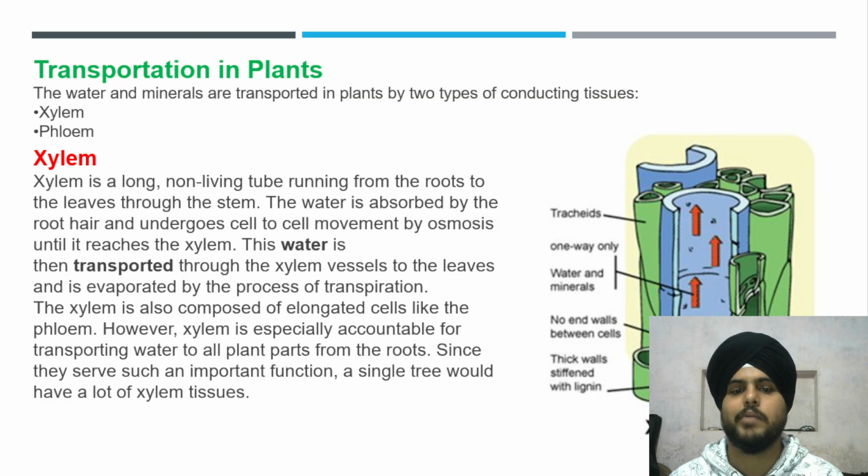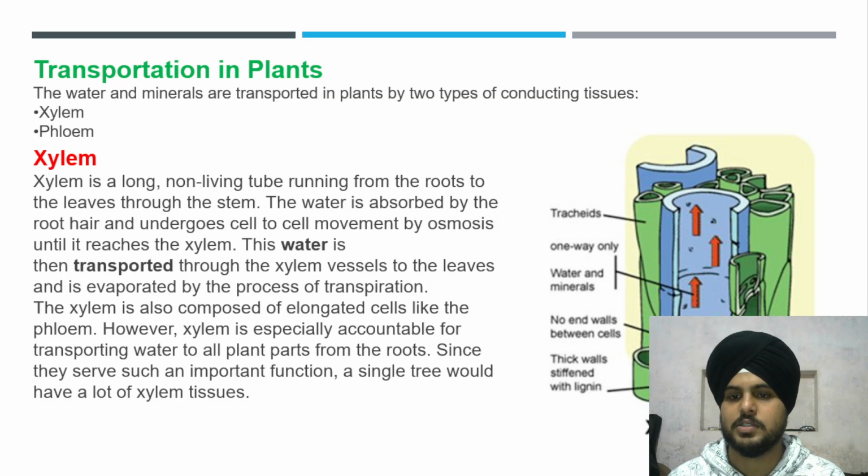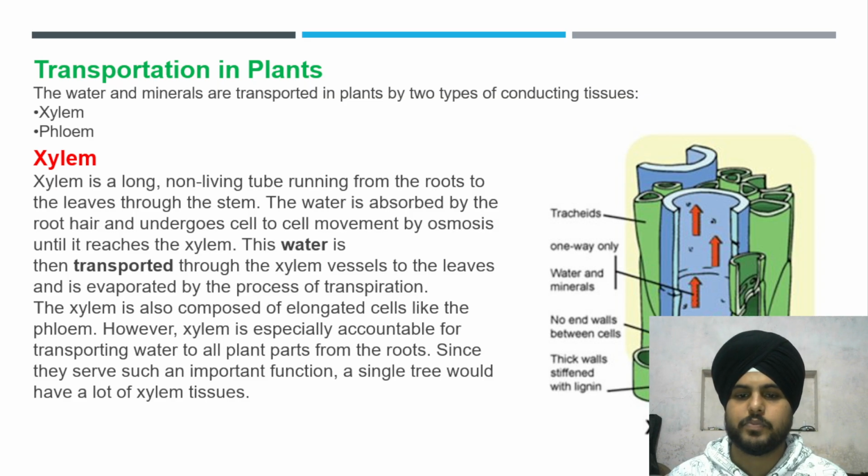Xylem is a long non-living tube running from the root to the leaves through the stem, and the water is absorbed by the root hair and undergoes cell to cell movement by osmosis until it reaches the xylem. Okay, see, the cell to cell movement is required also here, which is done by the process of osmosis, and the water is then transported through xylem vessels to the leaves and is evaporated by the process of transpiration. See, the process in which the water evaporates from the plant is called transpiration.